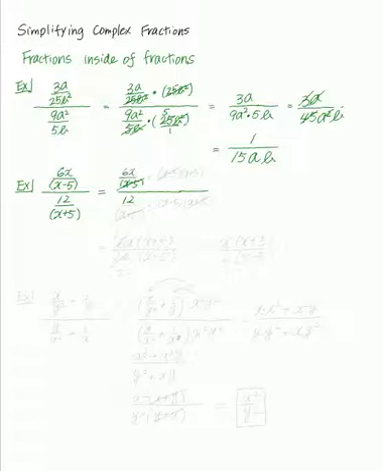So up top, I'm going to have 6x over x minus 5. And the LCD is going to be x minus 5 times x plus 5.